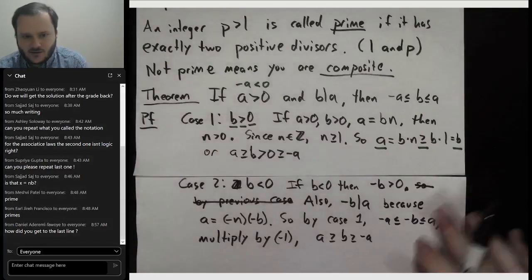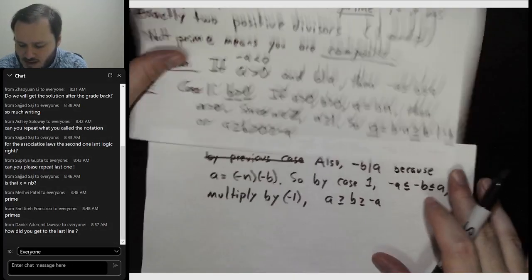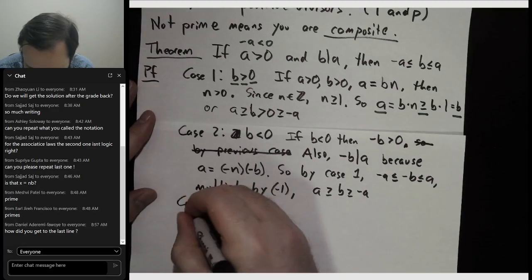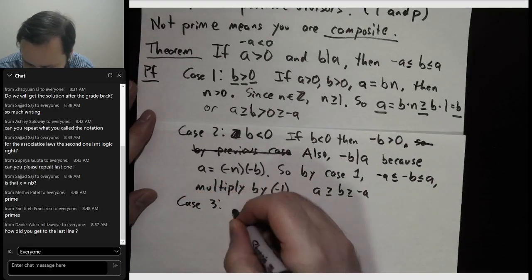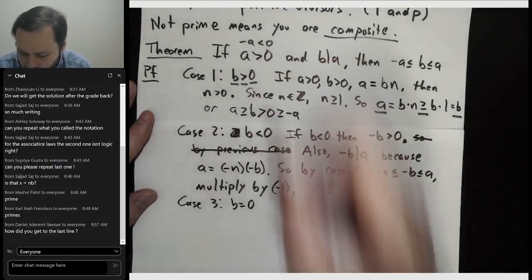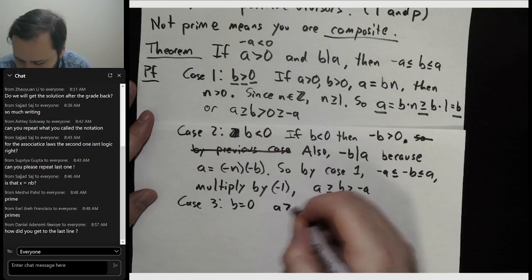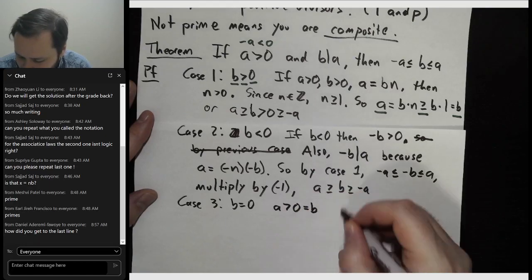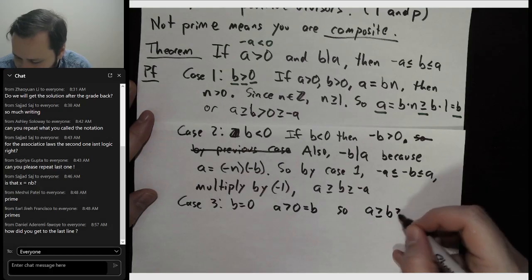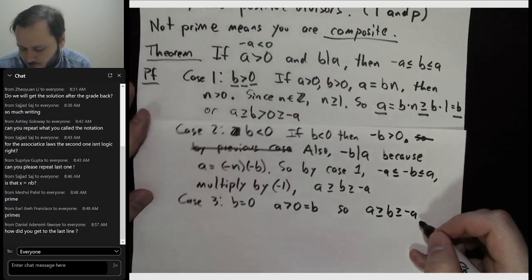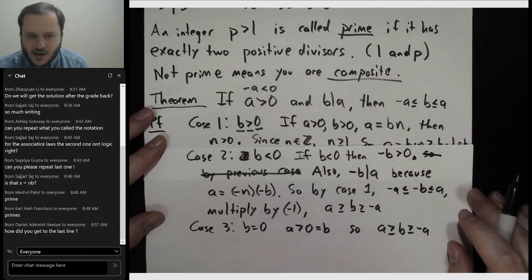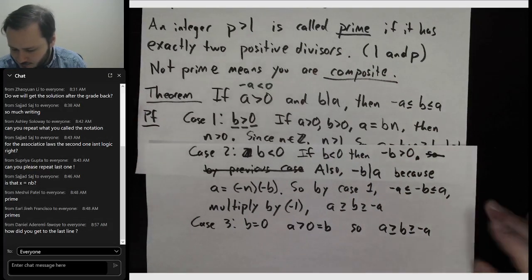And then I just have to be careful. My last case is when b equals 0. But if b equals 0, it's very easy. A is greater than 0, which is b. So a is greater than or equal to b is greater than or equal to minus a. Again, because if a is bigger than 0, I know minus a is smaller than 0.